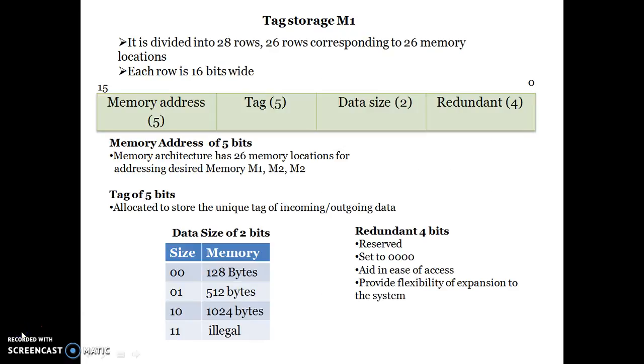The tag address memory is divided into 26 rows of 16 bits each. The 16 bits are divided as 5 bits for memory address. This is the address that we have named each of the memory locations or slots. The 5 bits for tag that is specified by the device, 2 bits for data size, and 4 bits that are redundant. We have used the 4 redundant bits to provide ease of access and flexibility to expansion of the system.